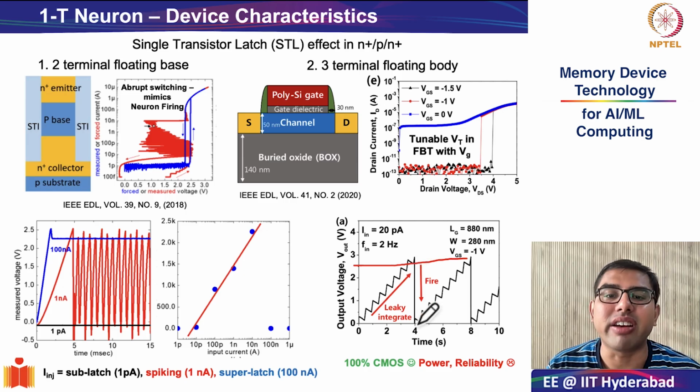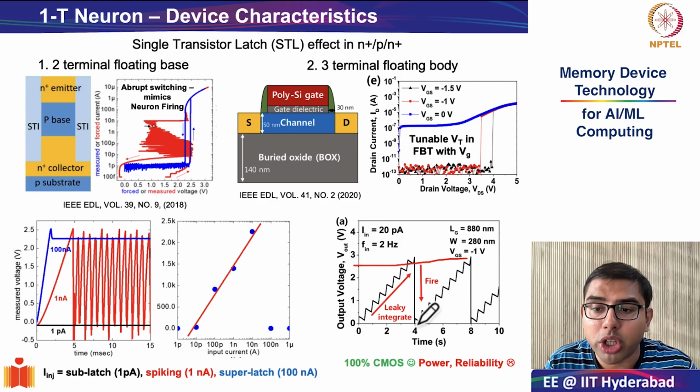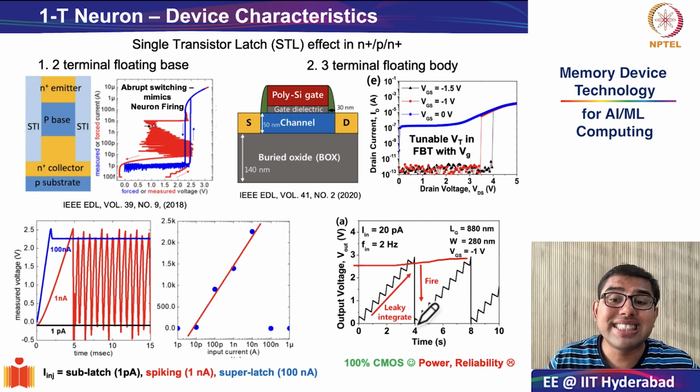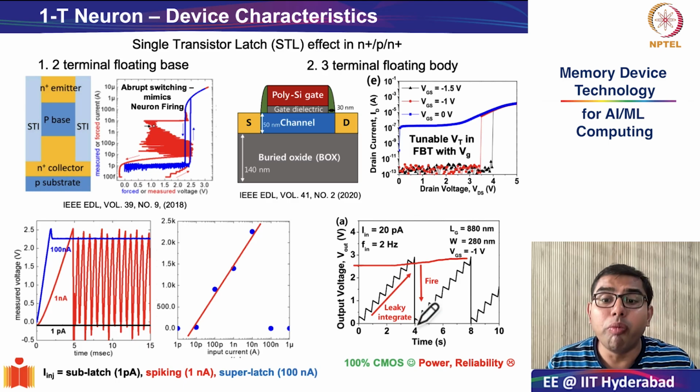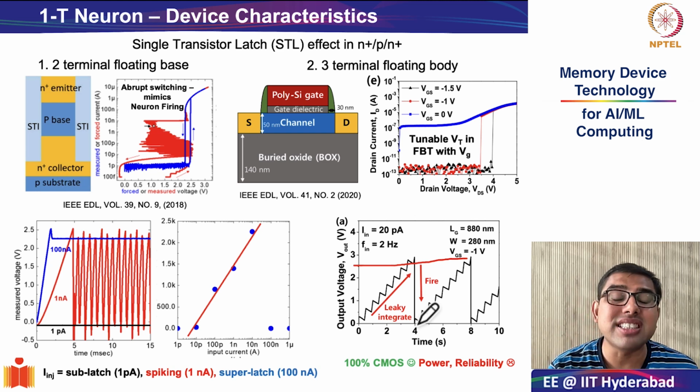abrupt fire and reset. So the big advantage here is very clear that this neuron is built entirely using standard CMOS. There is no exotic materials, making it highly compatible with existing fabrication. However, because it relies on impact ionization, which generally requires large voltages, it consumes high power and also raises some reliability concern, especially over long-term cycling.